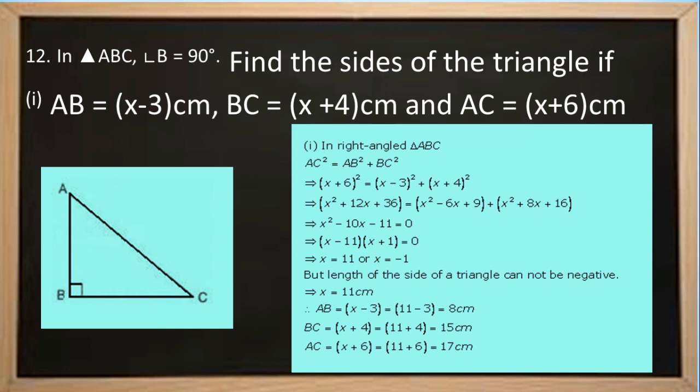x square minus 10x minus 11 is equal to 0. It is not expanded here. You just expand it, children. x square minus 11x plus x minus 11 is equal to 0, then the value of x will be 11 or minus 1. We know that length cannot be negative. So consider only the positive value, that is x is equal to 11 centimeter, and find out what AB, BC and AC are. AB will be equal to 8 centimeter, BC will be equal to 15 centimeter and AC will be equal to 17 centimeter.